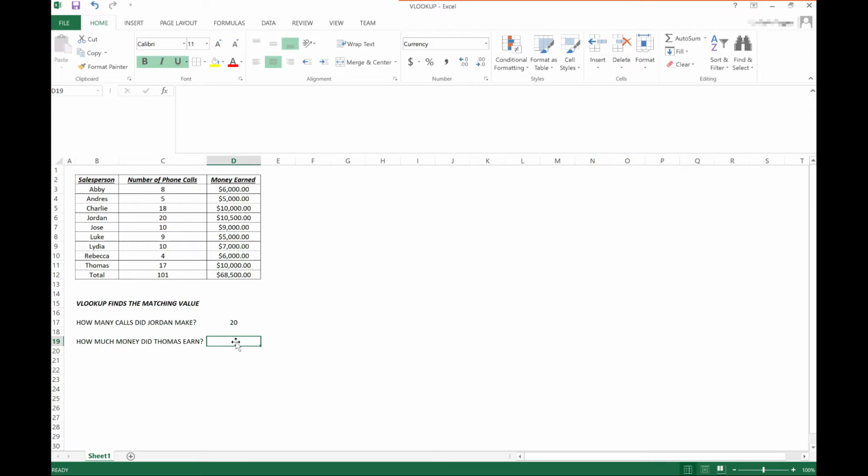How much money did Thomas earn? To do that, we're going to enter our Vlookup formula. The lookup value is Thomas. The table array is again the entire table, comma, the column, which in this case is the third column, and false.